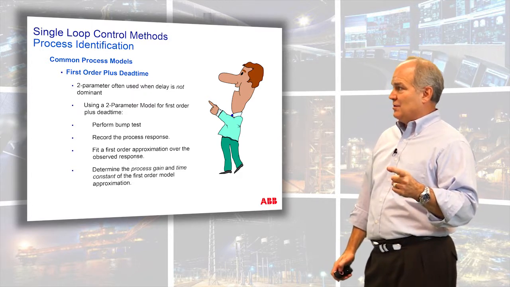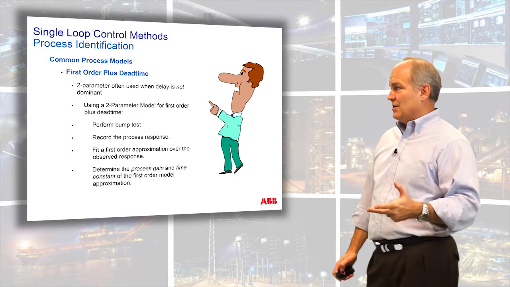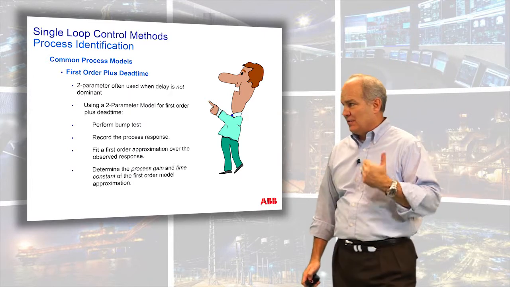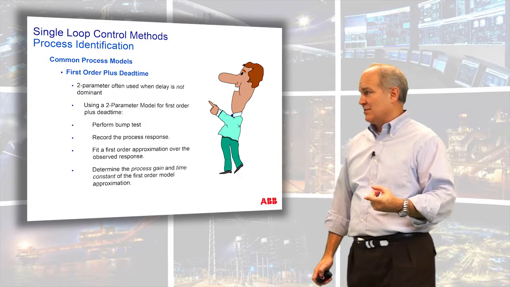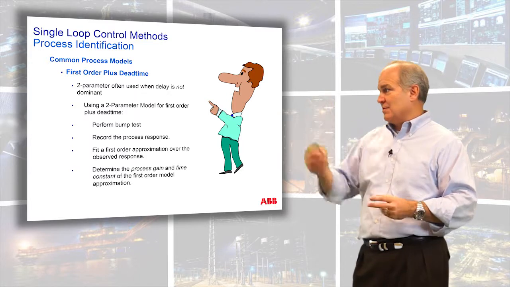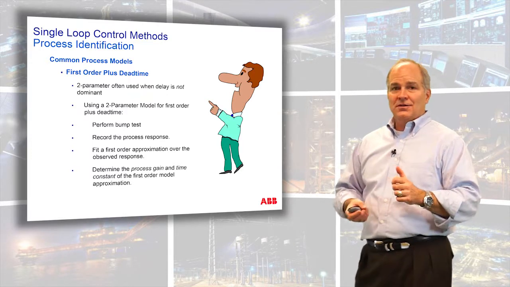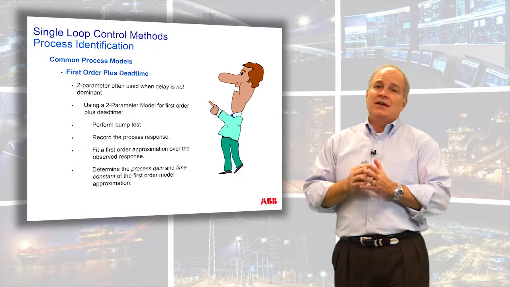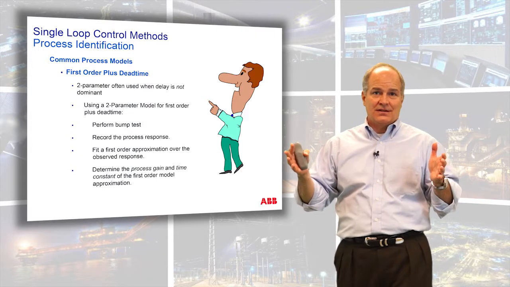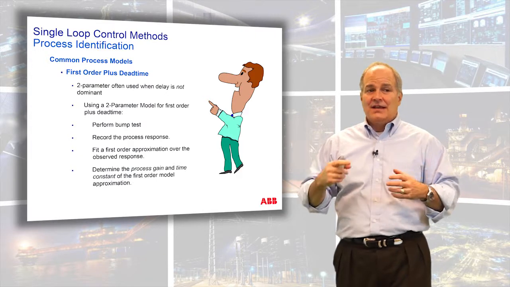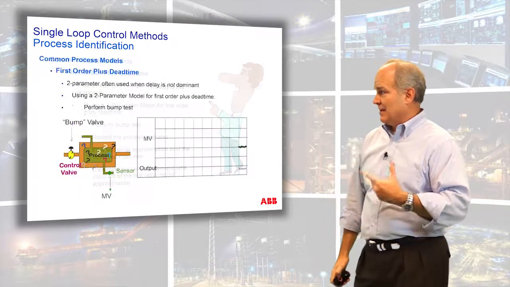A two-parameter model is used when delay is not dominant. Using a two-parameter model for first order, you perform a bump test, you record the process response, you fit a first-order approximation, and you determine the process gain, how much, and the process time, how long it took to get there. That's really it. And you need to make sure it's repeatable, make sure that it happens.